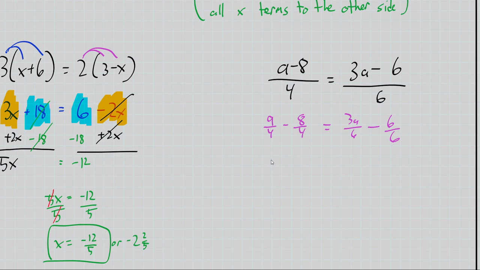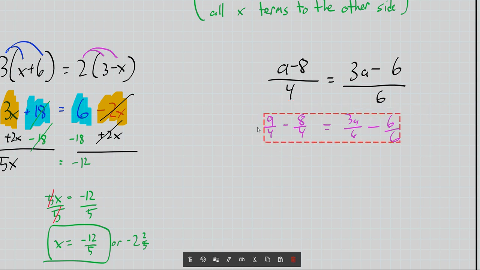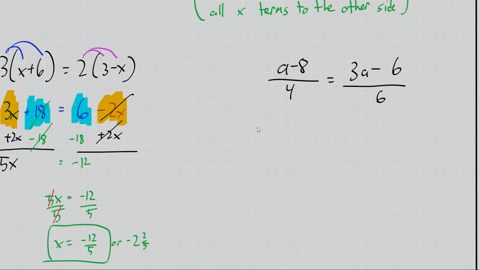The reason I'm not going to do that is because I've just watched a million people, not you, but other people, make mistakes doing that over and over and over. So instead, we'll try to get rid of these denominators first. How can I get rid of this 4? I can multiply by 4 up here. Okay, that sounds good. I can cancel it out.